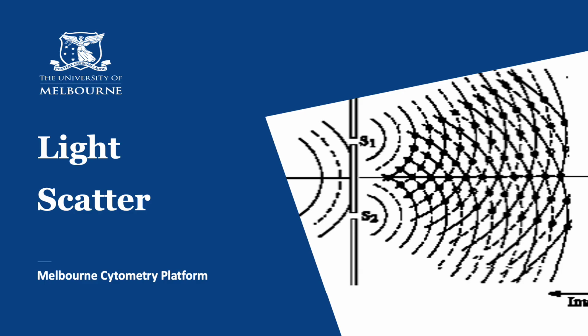Now, what is measured in cytometry? One thing is light scatter, and the reason why light scatter is so important, I will explain in the next slide.